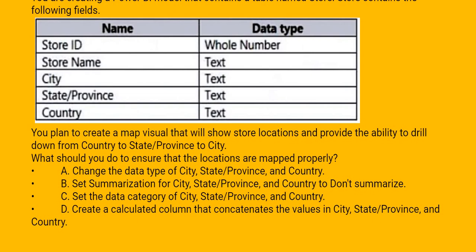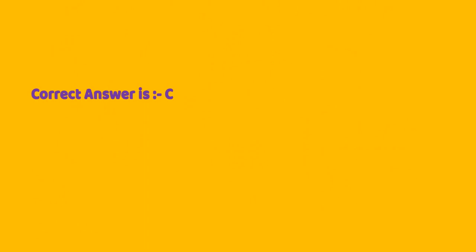Option A, change the data type of city, state or province, and country. Option B, set summarization for city, state or province, and country to don't summarize. Option C, set the data category of city, state or province, and country. Option D, create a calculated column that concatenates the values in the city, state or province, and country. Correct answer is option C.